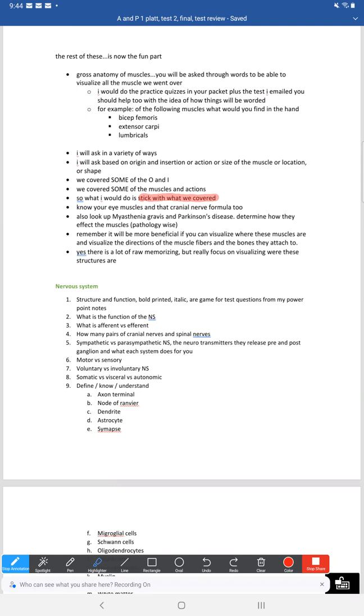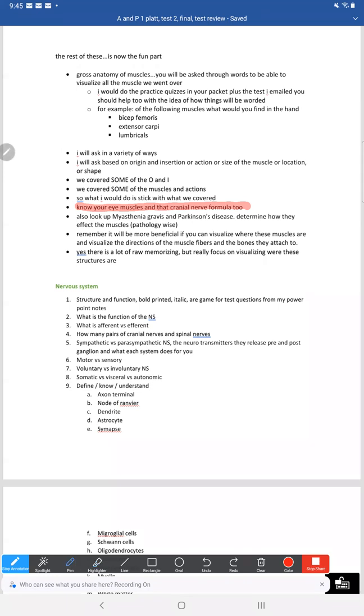All right, know your eye muscles and the cranial nerve formula. Now when you come across all these bullets, don't just let it come to your mind, actually write it down. So the eye muscles, there are 12 total, 6 on one eye, 6 on the other. What are they? Not only write them down, but actually pull up a picture of the eye and look at them, right? The muscles of the eye.